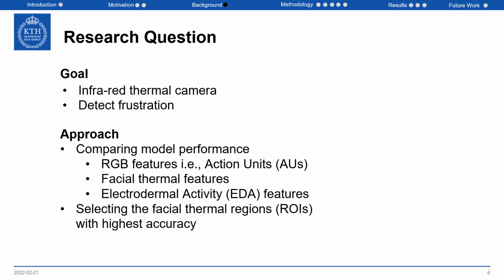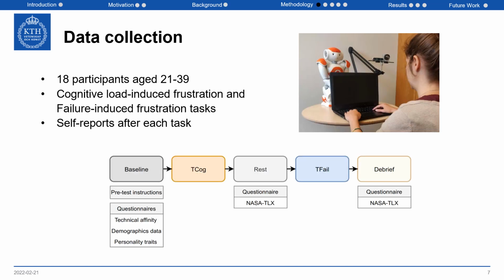So our goal is to use thermal imaging to detect frustration, and we're going to do that by comparing the model performances using RGB, facial thermal, and electrodermal activity features. Added to that, we're using a sequential feature selector to understand more about what features can correlate to the best performance of the model. We've decided to collect data from 18 participants aged between 21 and 39 years old.